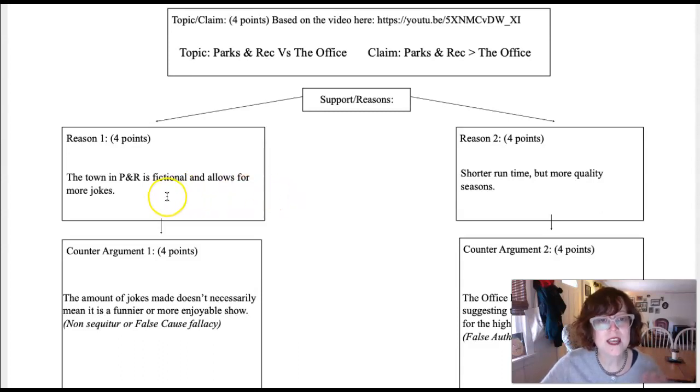So what you do is you take one of the reasons that they presented in the video and then you provide a counter argument for that reason. And then on the other side they said that it had a shorter runtime but there were more quality seasons. And I said that The Office had a longer runtime, suggesting that the producers thought they had higher quality seasons. So I thought that was false authority. The YouTuber doesn't know more than a television producer, or at least that's what I think. So this was my analysis.